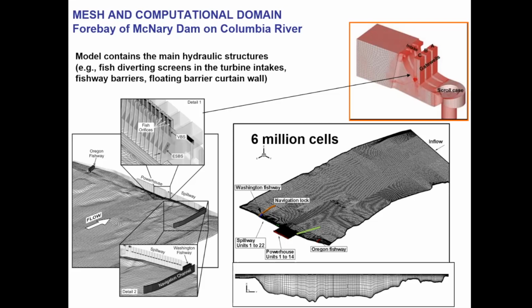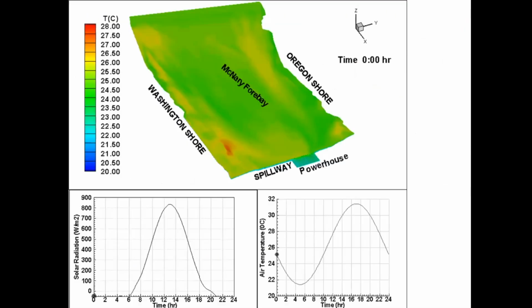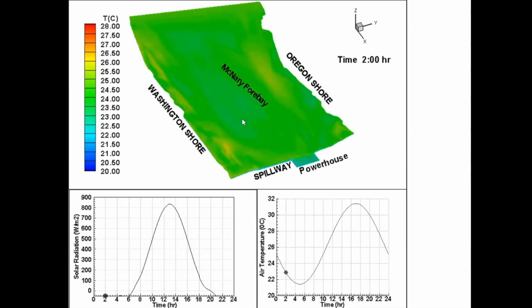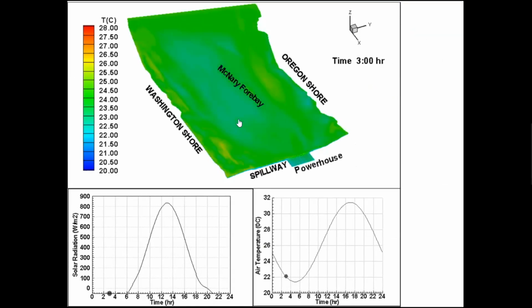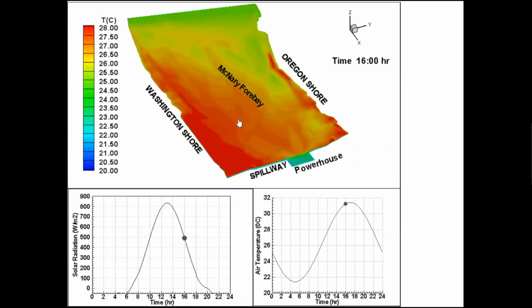In order to be able to answer these questions, because again the system is very dynamic, the water is warming up during the day and then cooling during the nighttime, we need to have a model which can simulate the temperature related to both the changes in the air temperature, which is shown here, and the solar radiation, which in fact is the most important component. So you can see how the red regions, which are the high temperature, start forming, especially here, and then the water is drawn into the powerhouse unit.